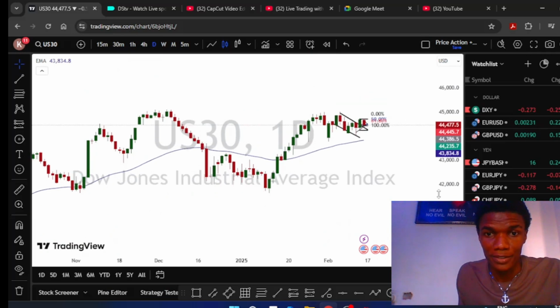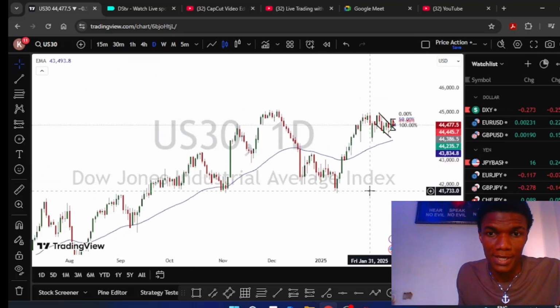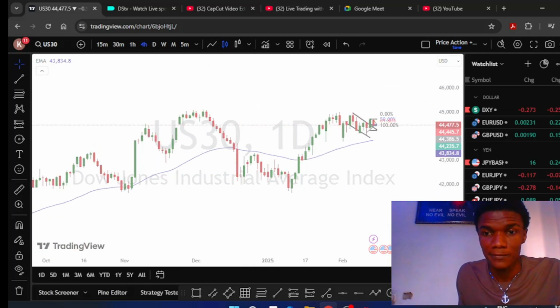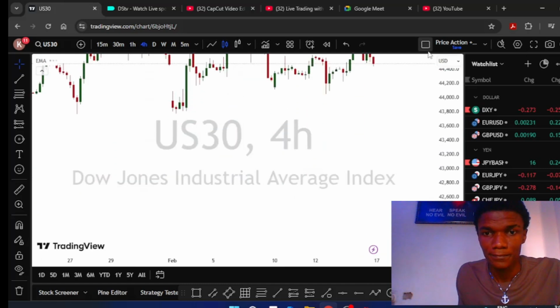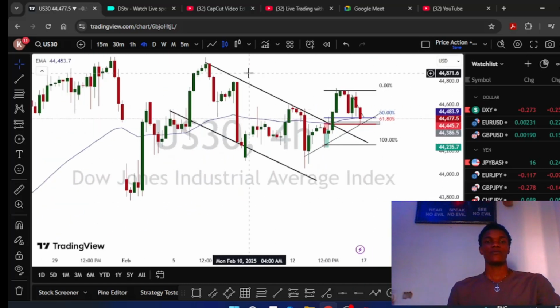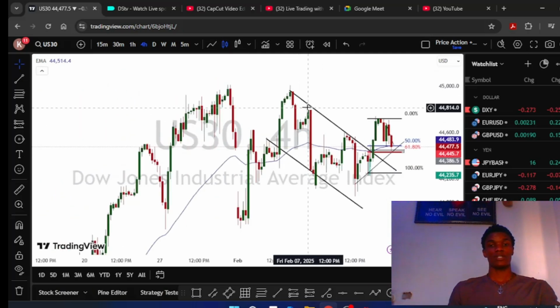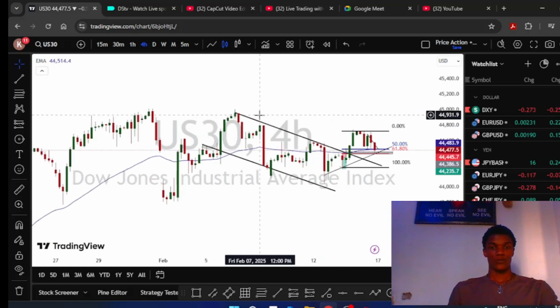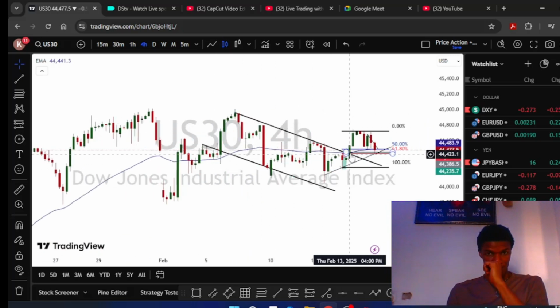US30 is in an uptrend. We could see this crazy choppiness, but I think it's going to end, or it's ended already, because it's very clear on the 4-hour. You could see this, what I'll call a channel. It's an uptrend. Then we could see this massive break of the structure here.